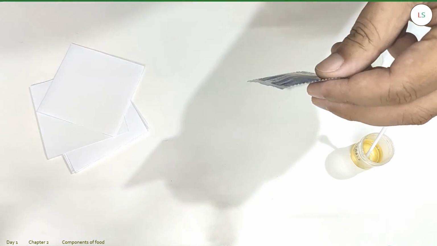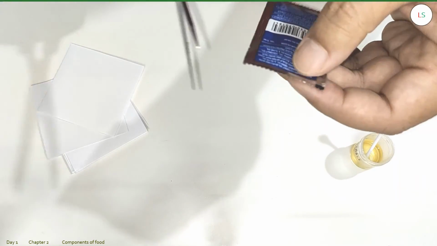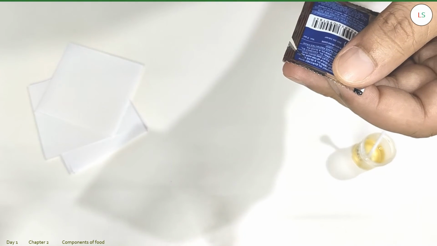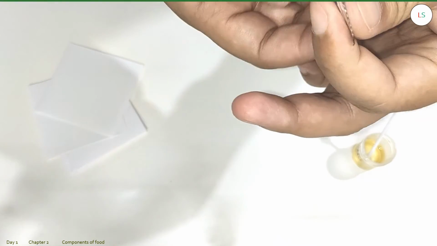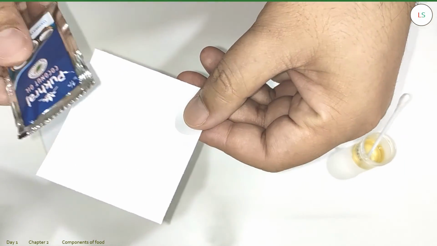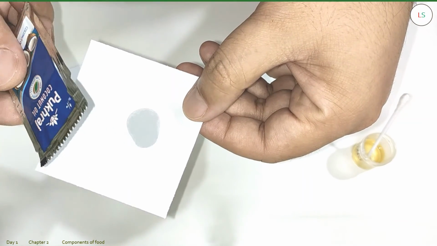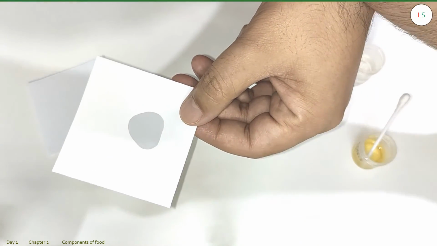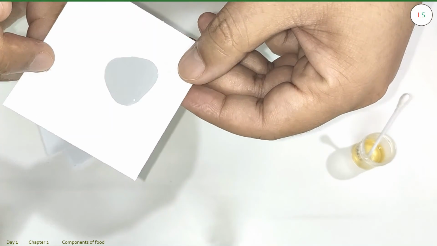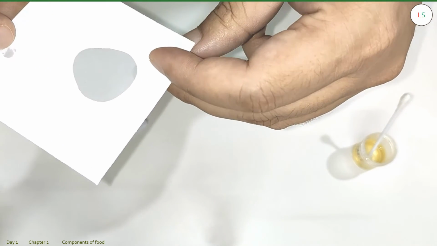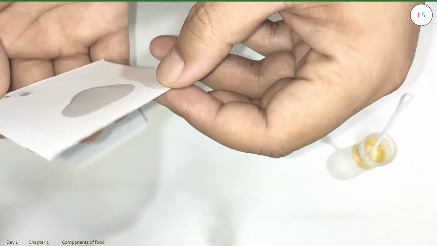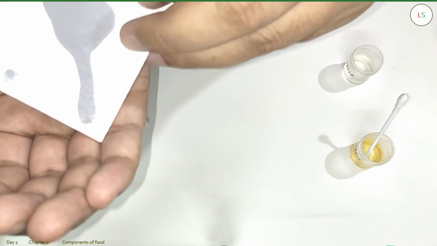Let's test it for coconut oil. So we'll cut the sachet, and then apply a small quantity of oil on the sheet. So what we observe again is there is a translucent patch which has formed, and if we rotate, this patch is still visible on the other side.